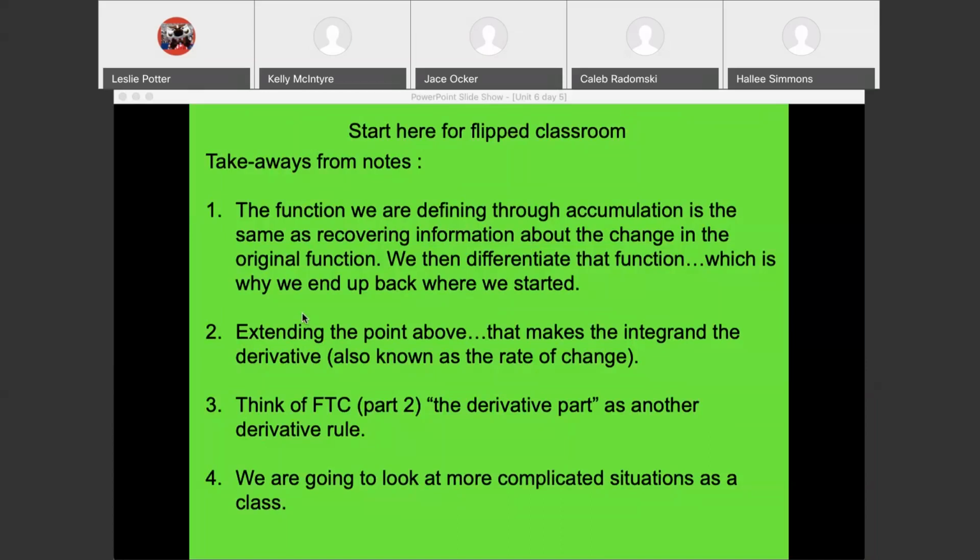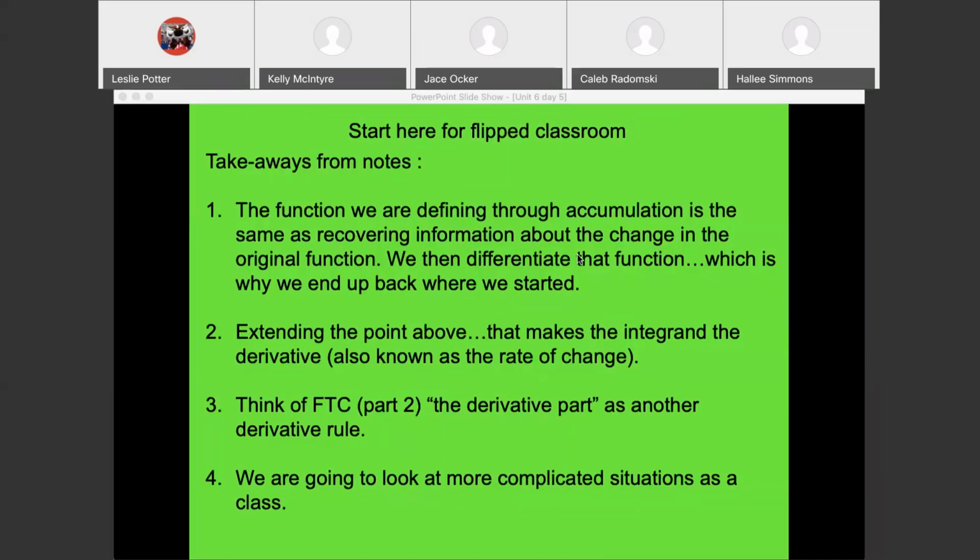We got that variable because we created the table in terms of x, right? That x was the upper bound. And so that triangle kept getting bigger and bigger depending upon what our x was. Okay? So far, so good? So the function we're defining through accumulation is the same as recovering the information about that change in the original function. Yeah.